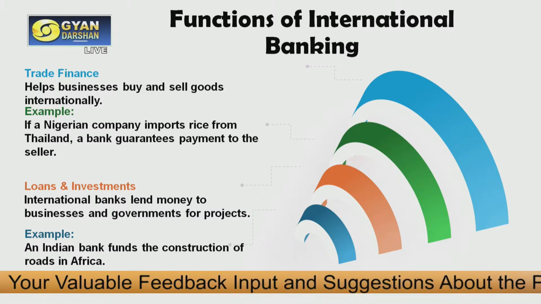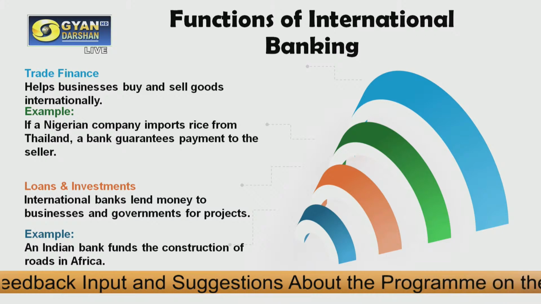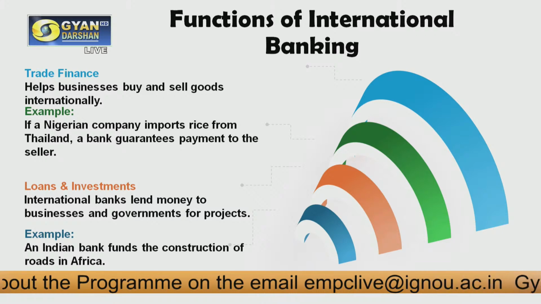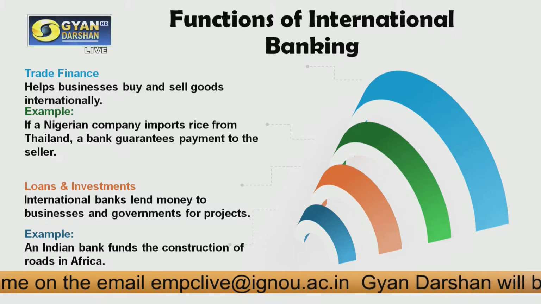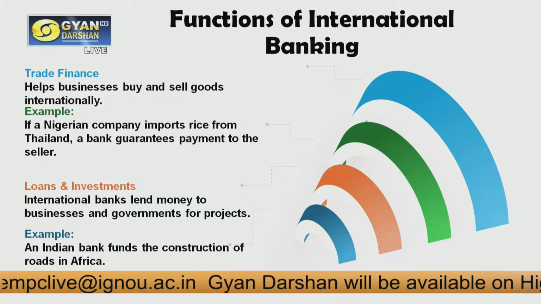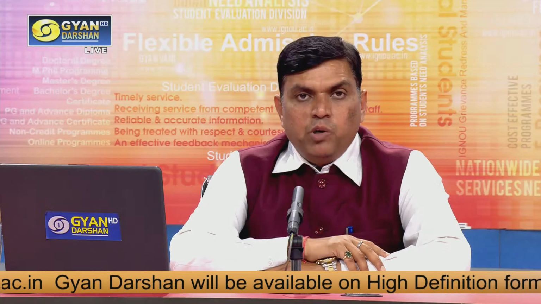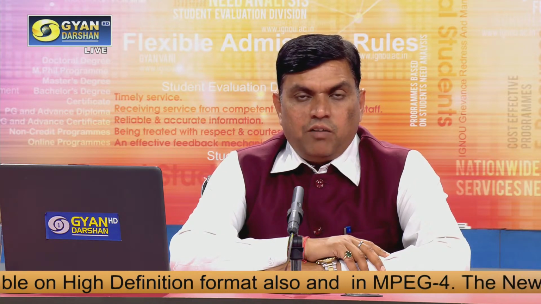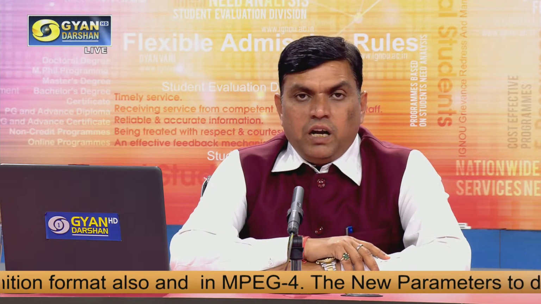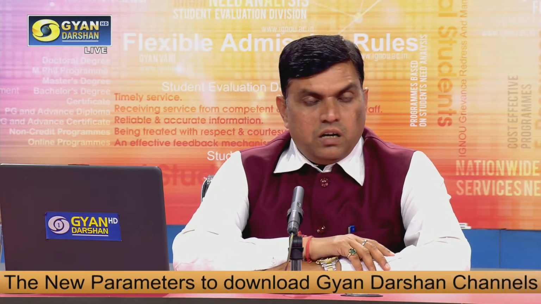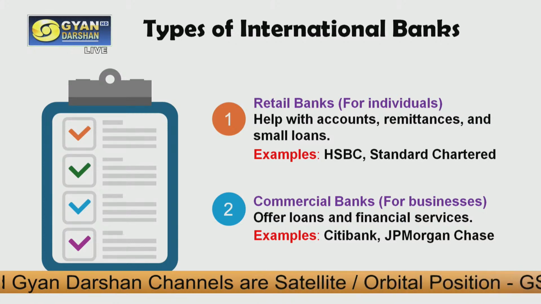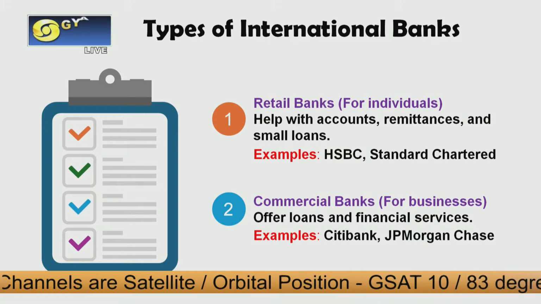They also help in loans and investment. International banks lend money to businesses and governments for various international projects. For example, an Indian bank funds the construction of roads in Africa. You might know many projects are going on in countries like Africa. They are basically funded by international banks. Another function of international banks is that they also operate in futures and options.